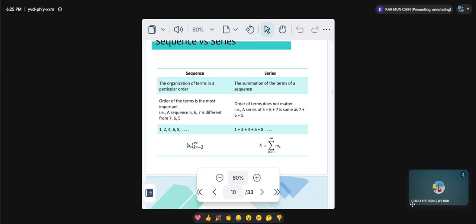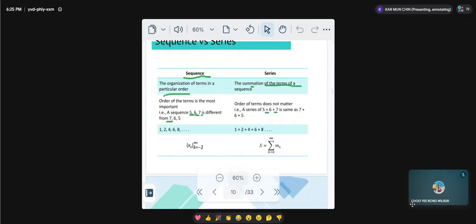There's a bit of difference between sequence and series. A sequence is an arrangement of terms in a particular order, while a series is a summation of terms, and you can see the plus sign. For a sequence, the order of the terms is most important, so the sequence 5, 6, 7 is different from 7, 6, 5, because we don't know the pattern behind it, so we follow the sequence.